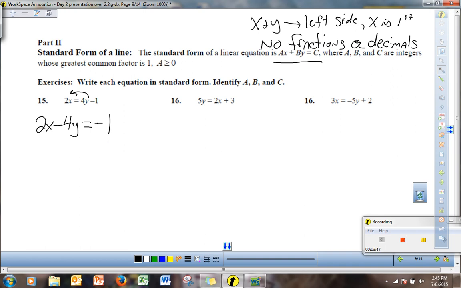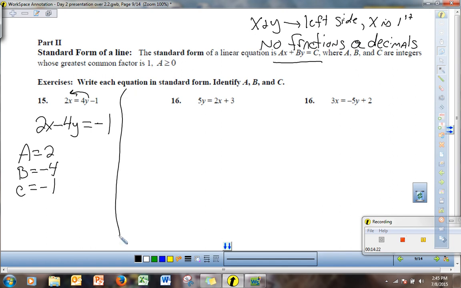And then go through your rules real fast. Is x and y on the same side? Check mark. Is x positive? Yep. Are there any fractions or decimals? Nope. The only other thing we got to look for is if there's a number that goes into 2, 4, and 1, but there's not. So I'm going to say A in this case is 2, B in this case is negative 4, C in this case is negative 1. That's all there is to it. But always put your x first.